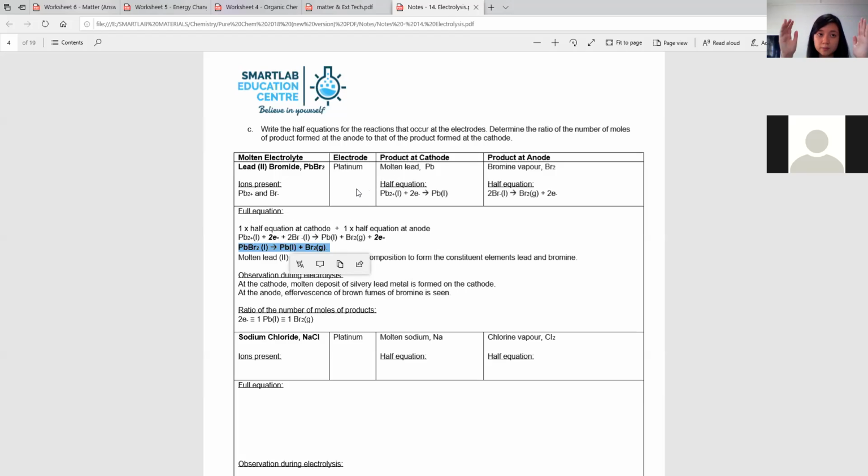Make sure your number of electrons on the left and the right must tally up. So you multiply accordingly, then you cancel, and once they tally up, what is left over should be the balanced compound.